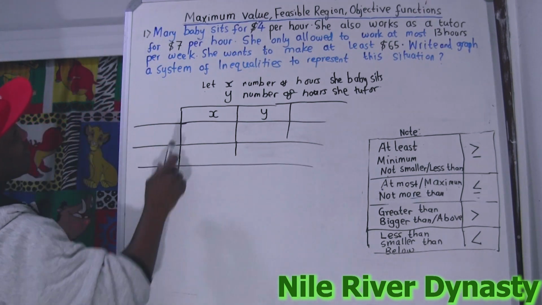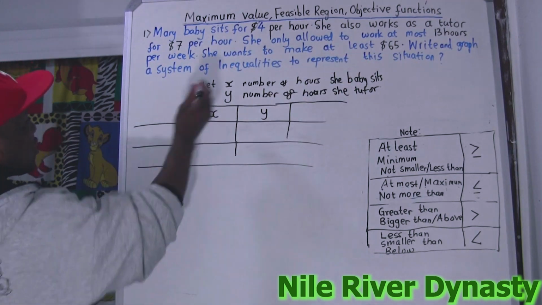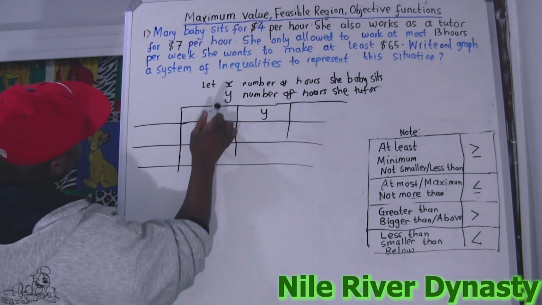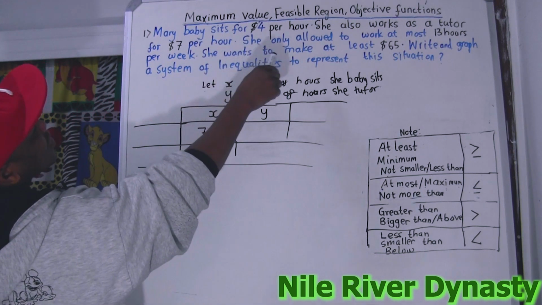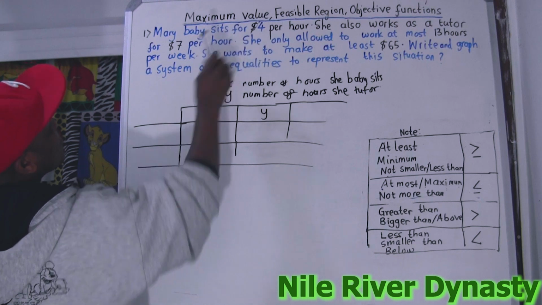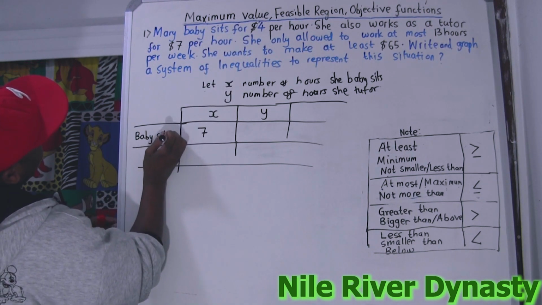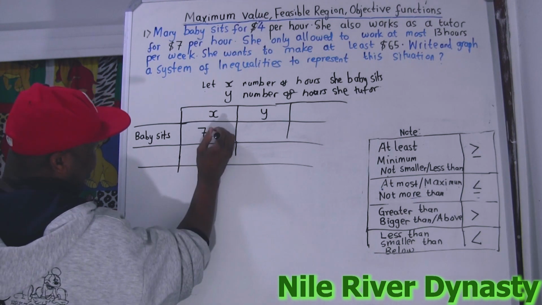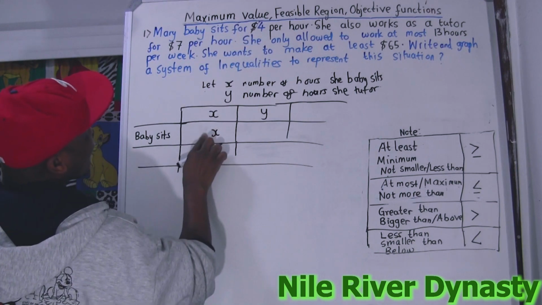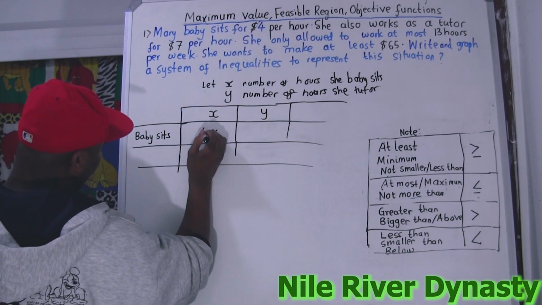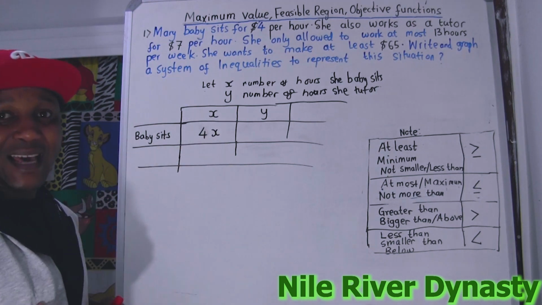Let's see here. What does she do? She is allowed to work for 13 hours. So x is the number of hours she babysits, and it's going to be 4 times x, because for 1 hour it's $4. Excuse me, $4, my apologies. We don't know how many hours. 4 times x means 4 times 2 hours, but they didn't tell us how many hours.